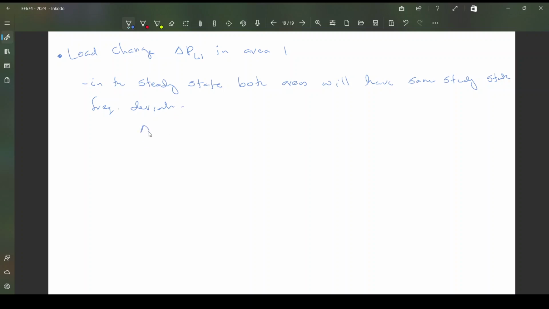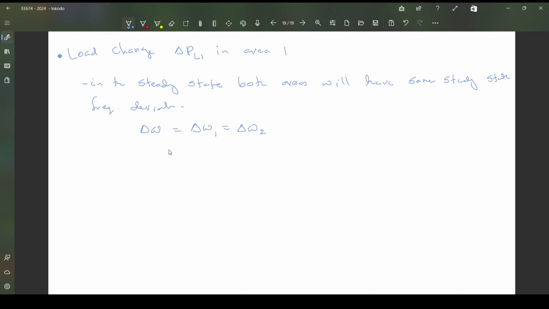That is, delta omega would be equal to delta omega 1, and that would be equal to delta omega 2. So delta omega 1 and delta omega 2 will be equal, and let's call it delta omega, right?